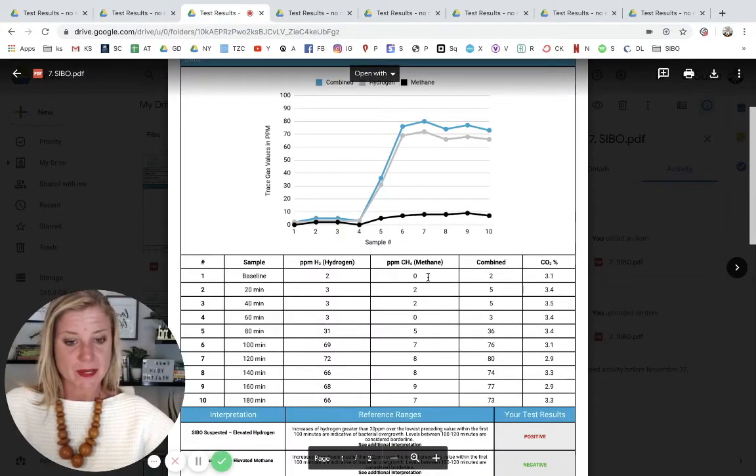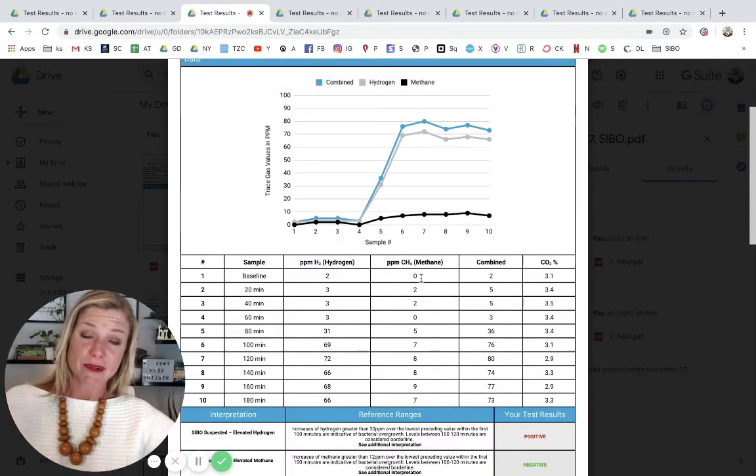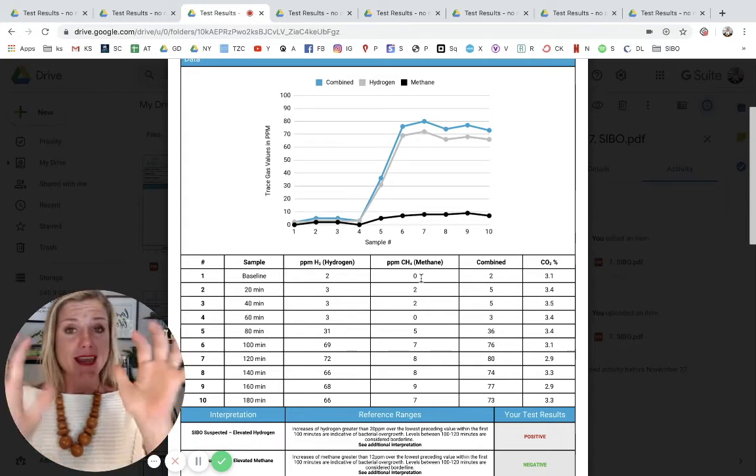Okay, let's go with this one. So baseline is 0, so that's great. So I wouldn't think LIBO in this case. You can have SIBO and LIBO at the same time.